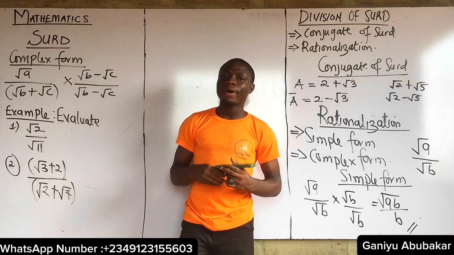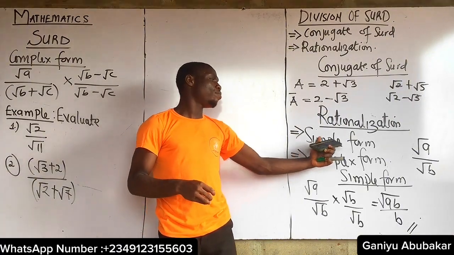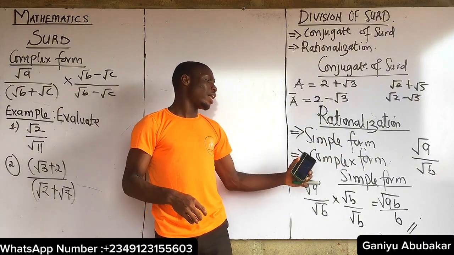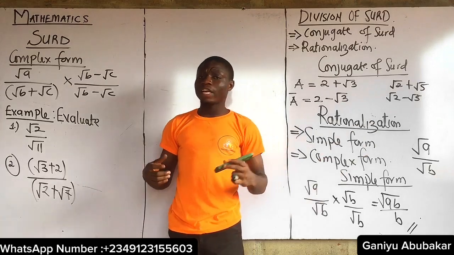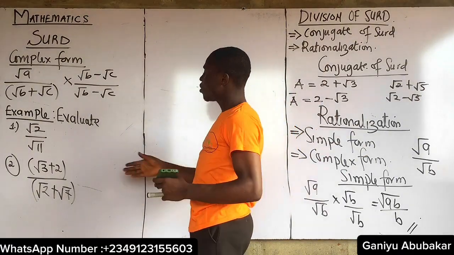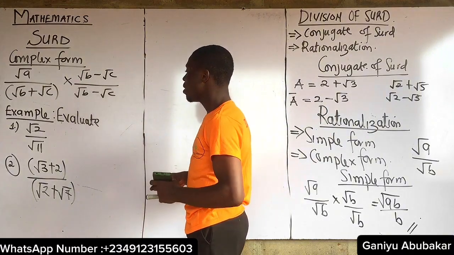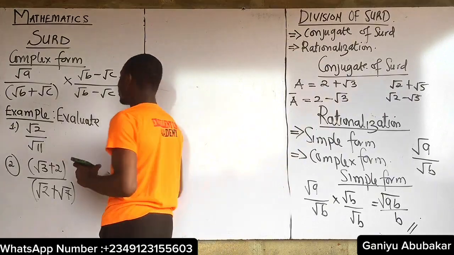Welcome back. I want you to understand the concept behind the simple form and complex form of rationalization. Let's take a quick example under the division of surds. Let's say we are told to simplify this one here. So we're going to evaluate these 2 here. So let's get it done. Solution.